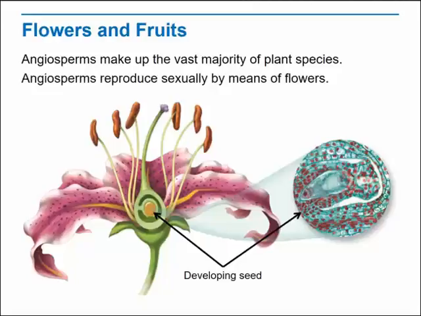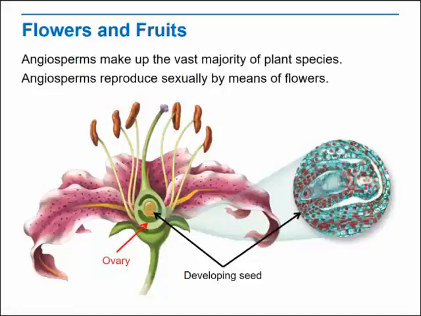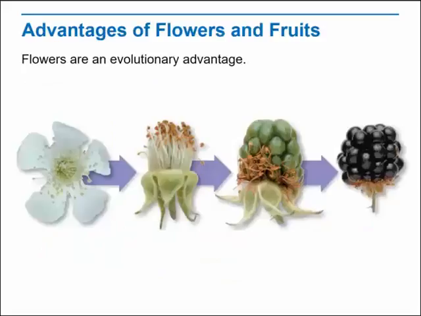Angiosperms develop unique reproductive organs known as flowers. Flowers contain ovaries, which surround and protect the seeds. The presence of an ovary gives angiosperms their name, which means enclosed seed. In general, flowers are an evolutionary advantage to plants because they attract animals such as bees, moths, and hummingbirds.